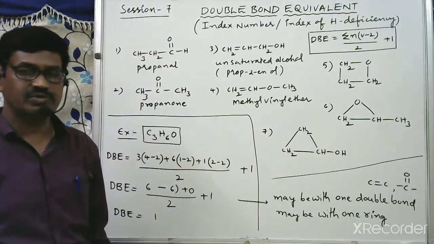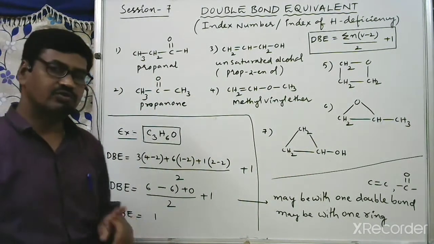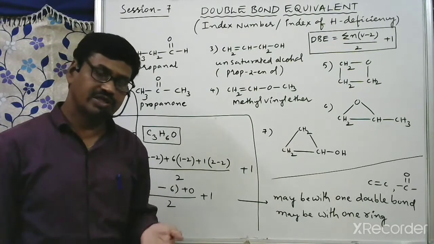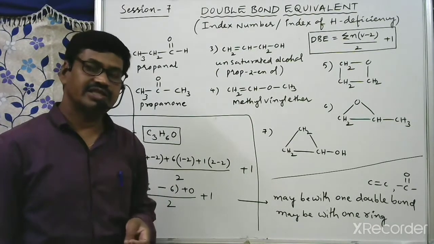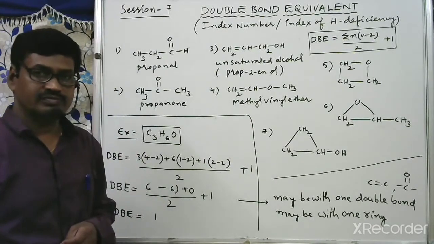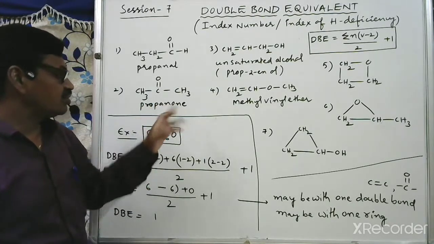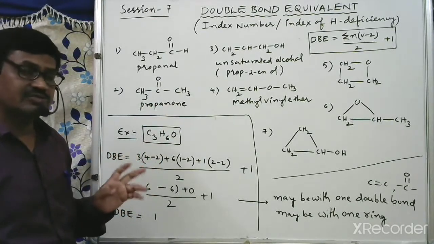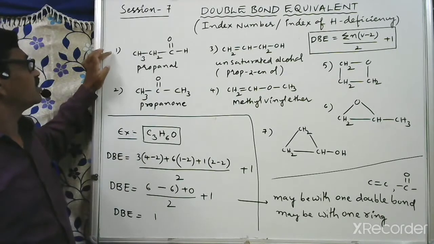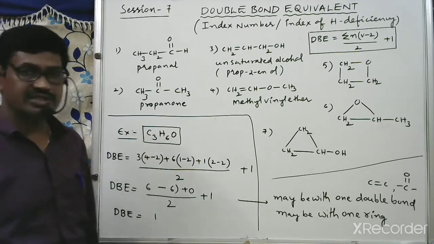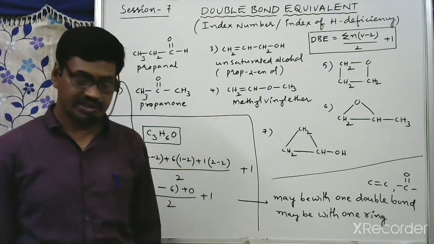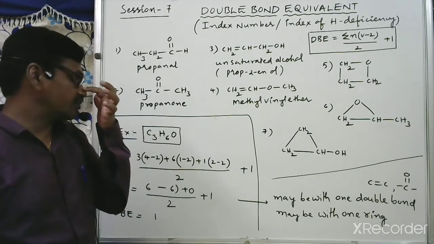2 rings are not possible here, because double bond equivalent equals 1 only. If we get double bond equivalent equal to 2, then we can write 2 ring compounds also. Okay, so in total 7 structural isomers are possible for C3H6O. Then I'll give one question for you people.